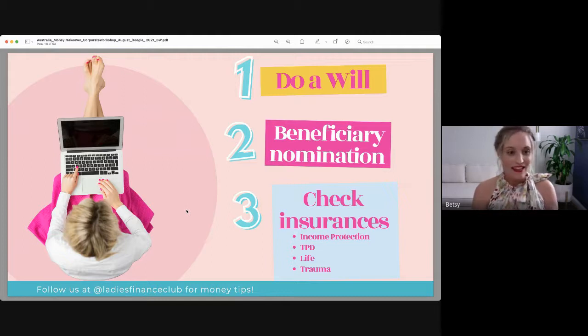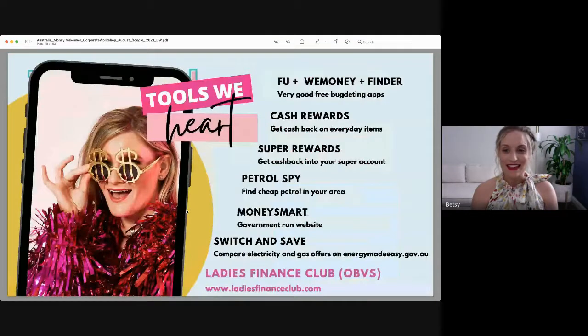And then finally, there's trauma insurance, which is an insurance that, in the event you have a traumatic event, like a diagnosis of cancer or heart disease or something like that, it's a lump sum that's paid to you to help you cover your cost of living and also some of your medical expenses to get you back on track.